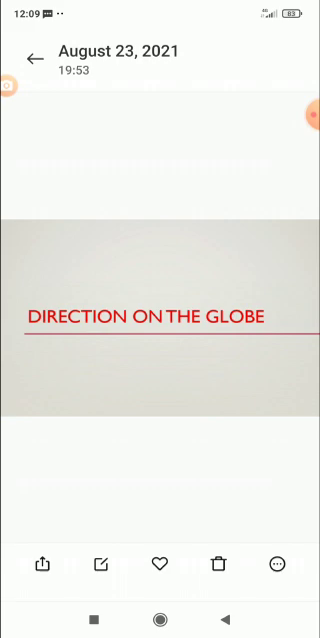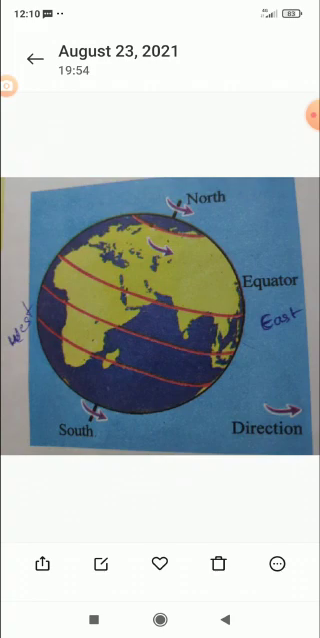Today we learn about direction on the globe. Children, you had learnt about 4 directions in the earlier chapter. Tell me how many directions? 4 directions. Good. What are they? Tell me. East, west, south, north. Once again repeat, children. East, west, north, south.